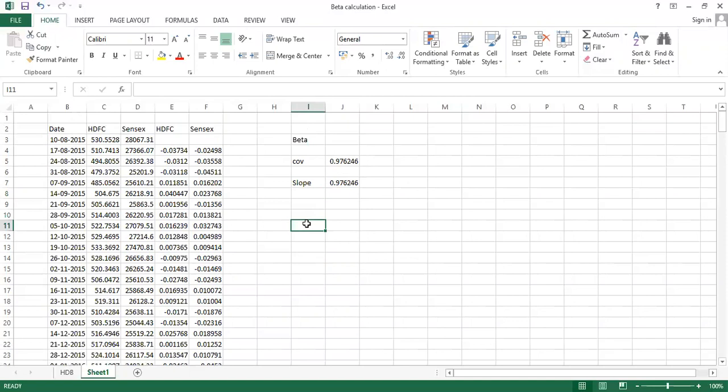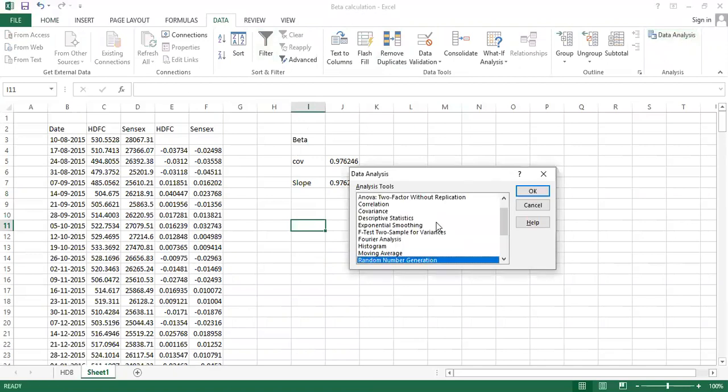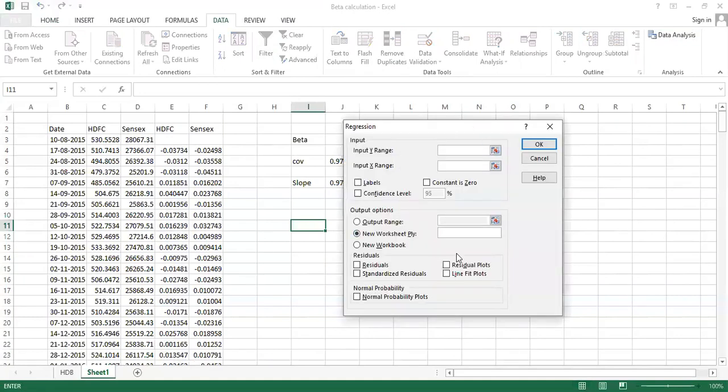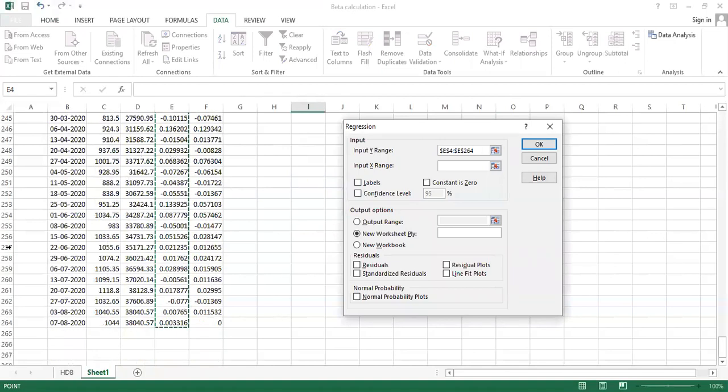There is a third method which is slightly complicated, but more intuitive, that is using the data analysis regression. So we have to go into Data, then go to Data Analysis. In Data Analysis, you can select Regression, press OK. Once you select it, you'll have to give different inputs. Input Y range will be the range of the HDFC returns. So we select all except the last one.